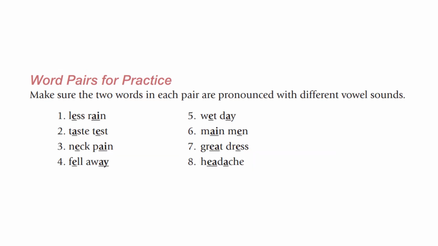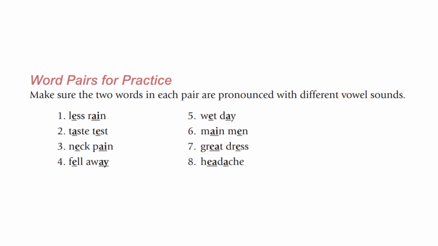Word combinations for e and a. Make sure that the two words are pronounced with different vowel sounds. Less rain. Taste test. Neck pain. Fell away. Wet day. Main men. Great dress.